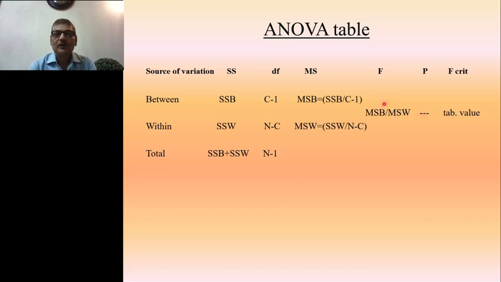So when we find that the calculated F value is less than the table value, then we accept the null hypothesis. It means we say that the probability of occurrence of this event is more than 5%. It means the mean values do not differ significantly from each other.